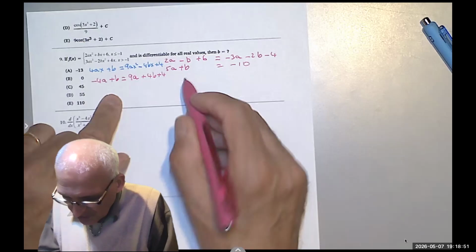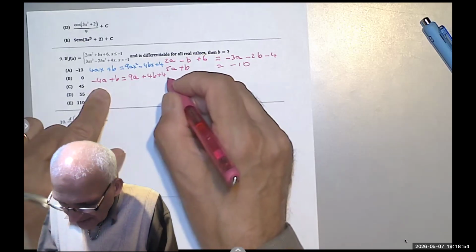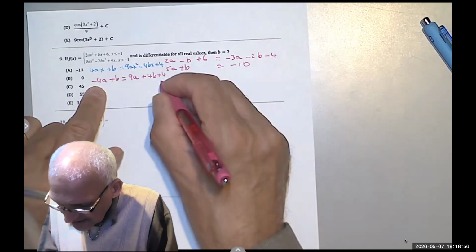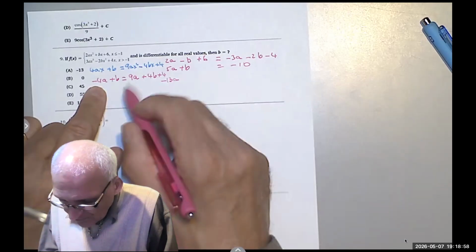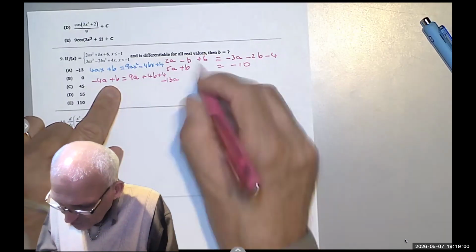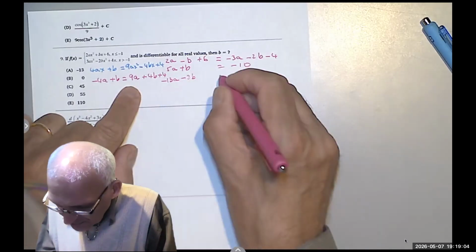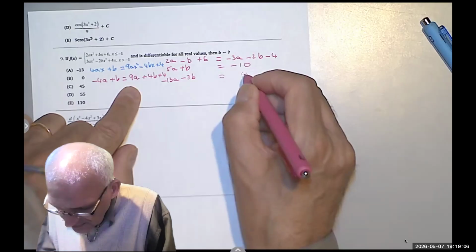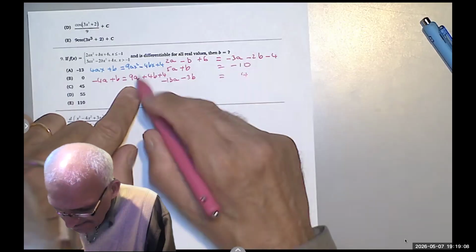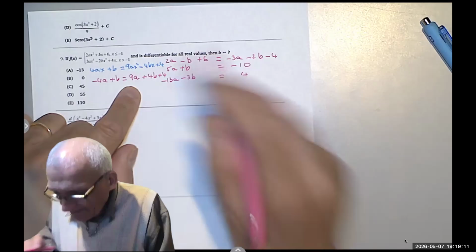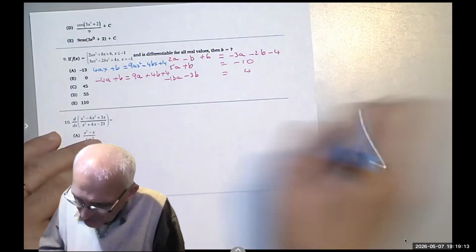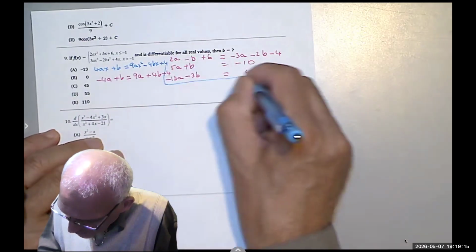Now I'm going to write this equation here. Negative 4a minus 9a is negative 13a. b minus 4b is negative 3b. And then equals 4. Did I do that correctly? Yeah. Now I have to solve these two equations in two unknowns.